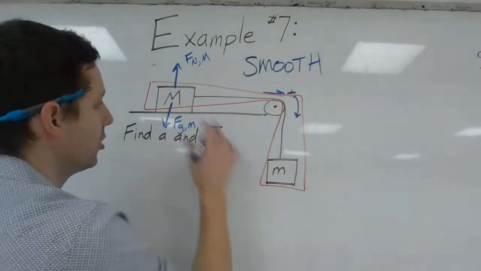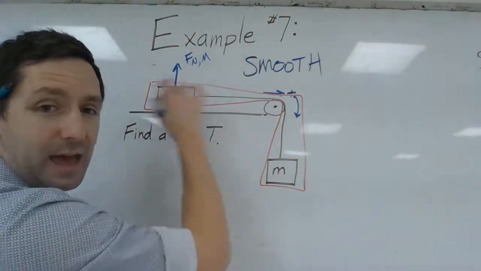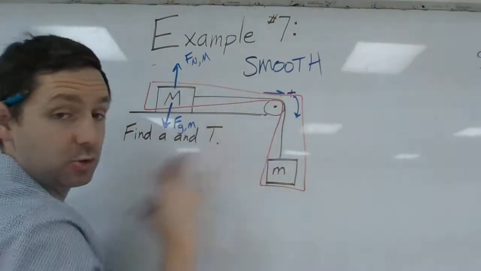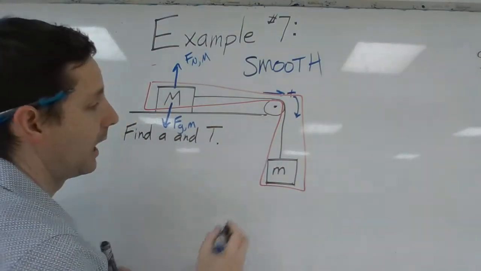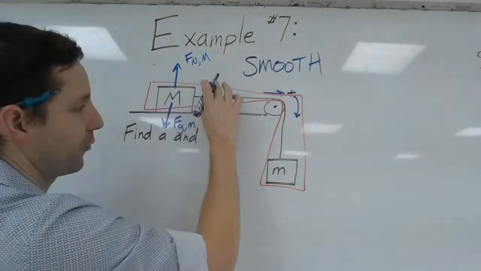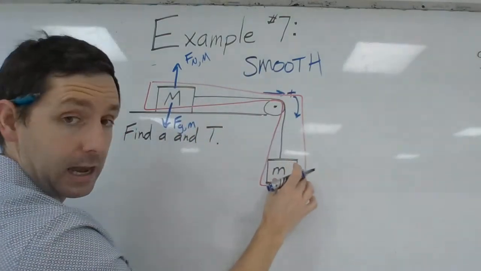Okay, I also over here, I've got tension, but that is inside my system, so I don't have to worry about that. That is not necessary. Okay, then I'm going to move over. There's no friction, so I'm going to move over to this guy.